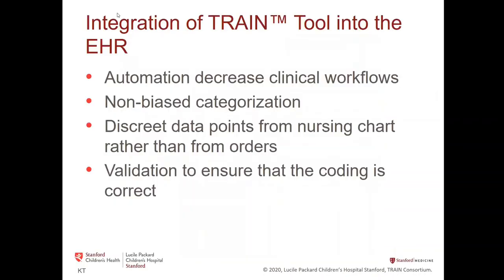Hi everyone, nice being here today. I'm just going to talk a little bit about the integration of TRAIN into the electronic health record. We've done this in 2 incidents, once in Cerner and once in Epic, and we have also helped a couple of different organizations with this. The value of it is that it's non-biased. It pulls discrete data points from nurses' charting and orders, and you're able to validate the coding to make sure that all the patients are scored correctly. So it's an automated process that updates with charting, which is great. Next slide.